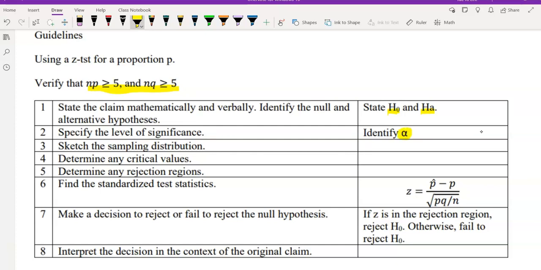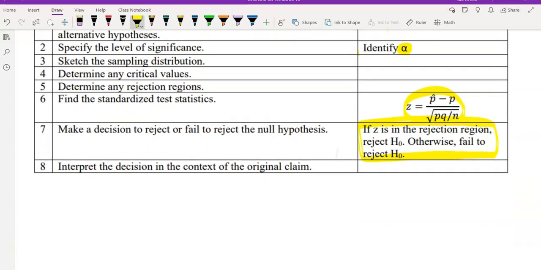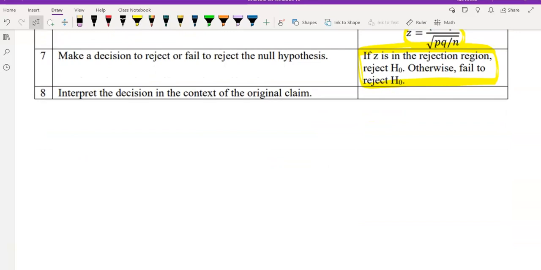And now we are using z. So z equals p cap minus p over the square root of p times q over n. There's a formula here, so we have to remember that. Now if z is in the rejection region, then reject H0, otherwise fail to reject H0. I'm going to explain more details when we draw the normal distribution curve. And finally, we interpret the decision in the context of the original claim.